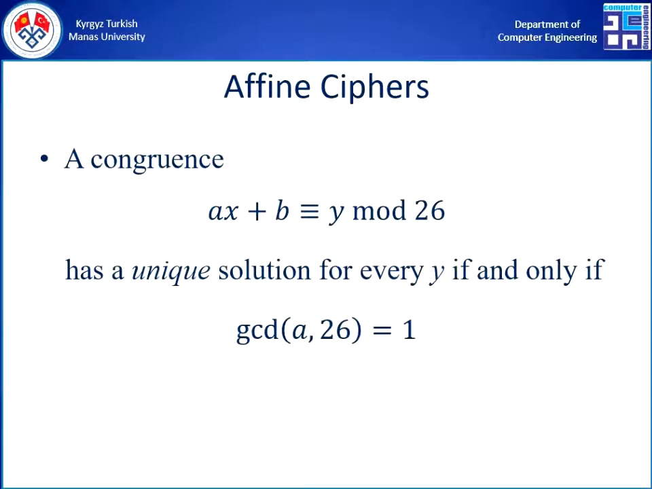Let's define what a congruence is. An equation of this type is called a congruence, and we need to solve this equation with respect to this x. But the point is that the congruence of this type has a unique solution for y if and only if the greatest common divisor of A and this modulus, in our case 26, is equal to 1. In other cases, this equation will not have a unique solution.